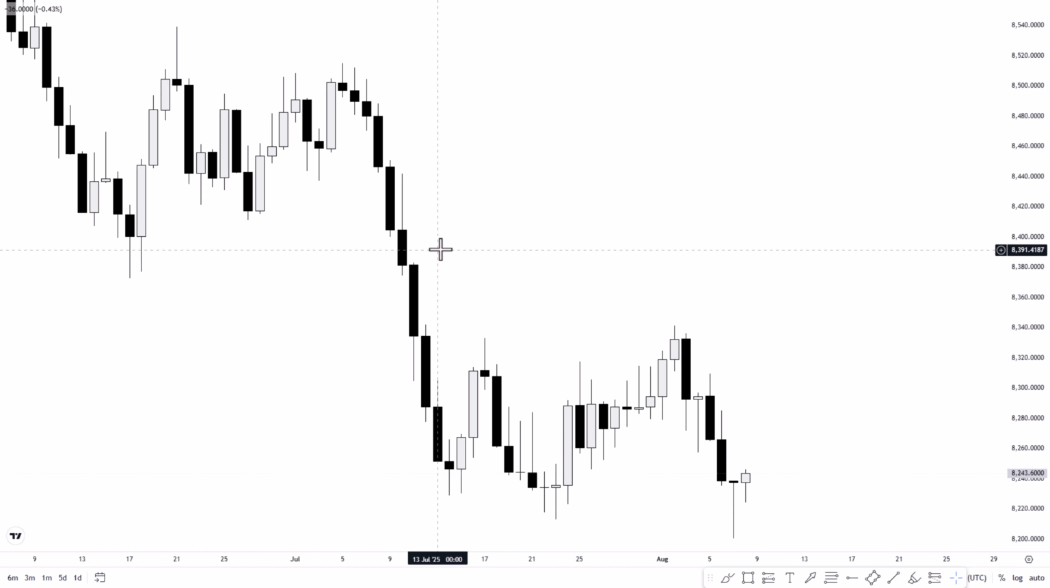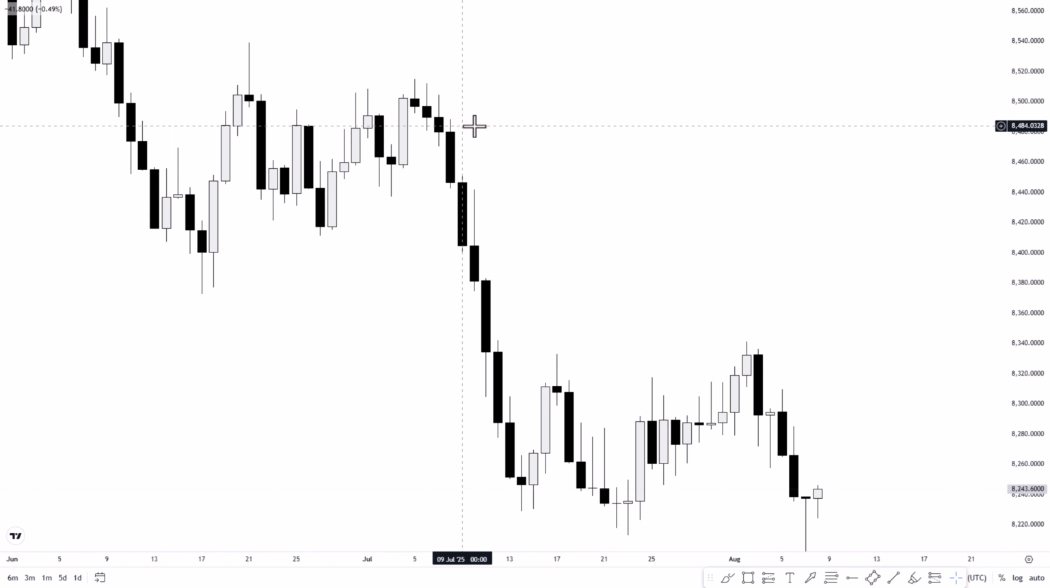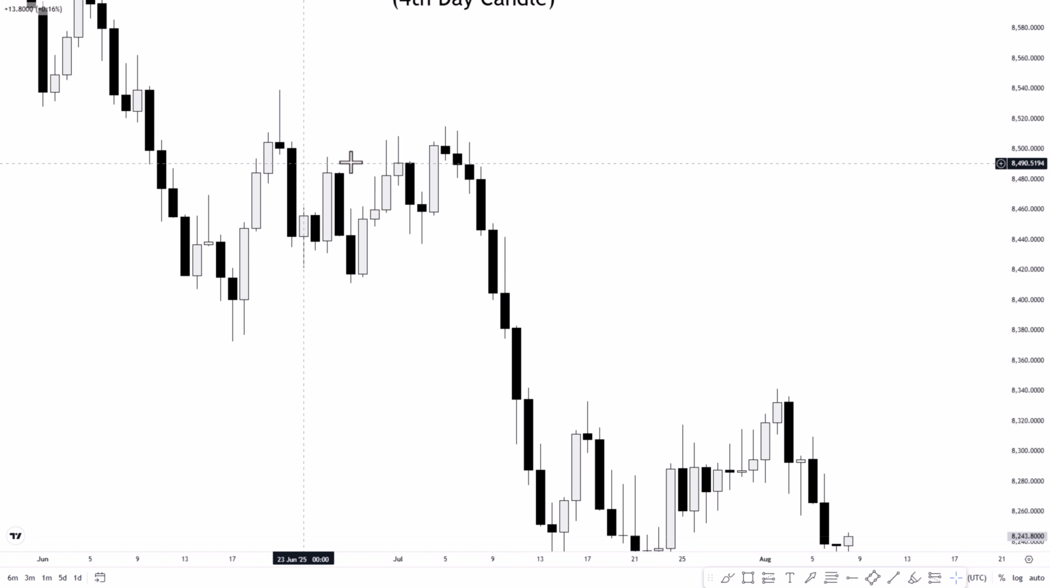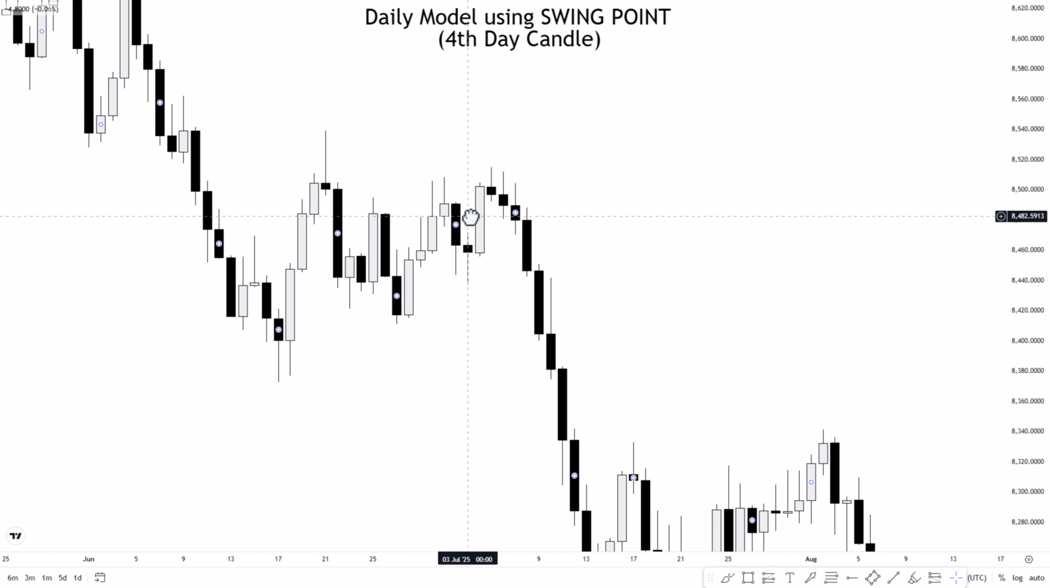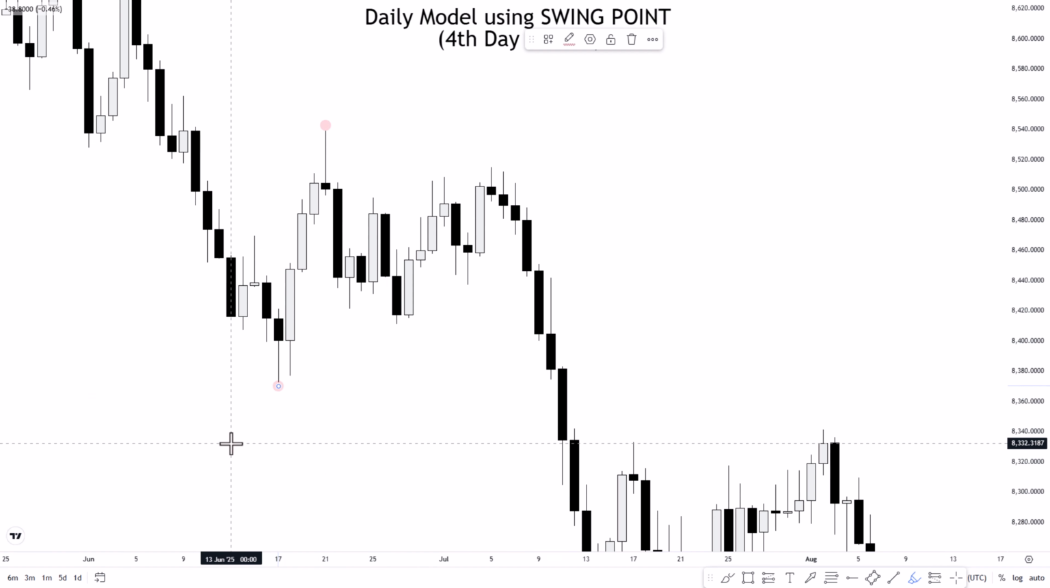Now, I'm going to use this chart, like I've said earlier, to explain how the model works, but let's first understand what a swing point is. A swing point is a three candle pattern. Let's say, for example, we have this swing high. This is a swing high, and this is a swing low.